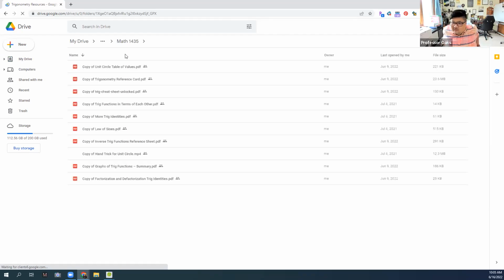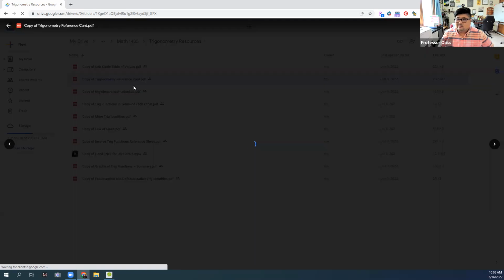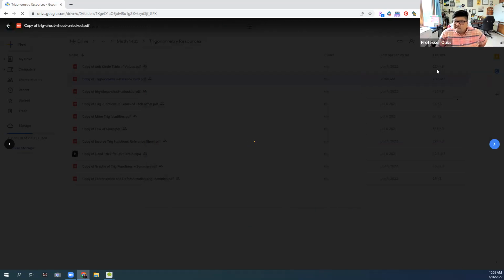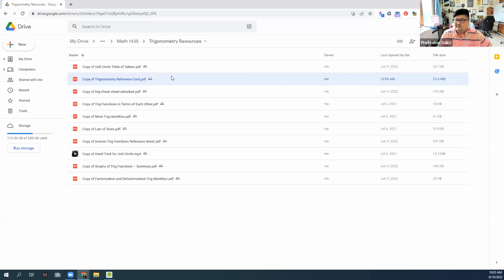And if you lose the folder at any point, just let me know. But it's really this one right here, the trigonometry reference card. I got this one from a book that you can't even get anymore. You can probably buy it used or something, but I'll just have to download it, but that's where I would actually go.